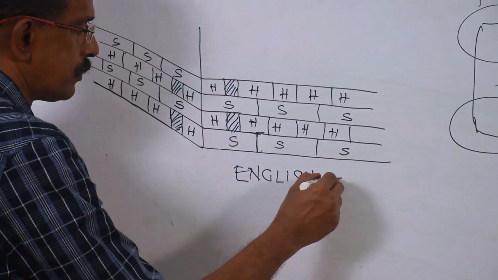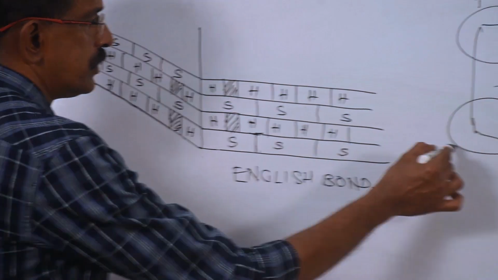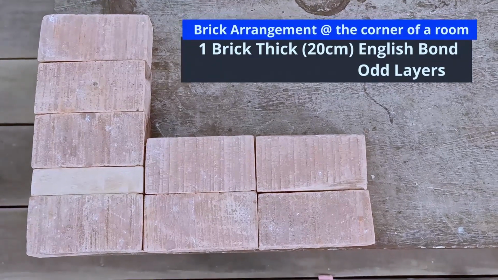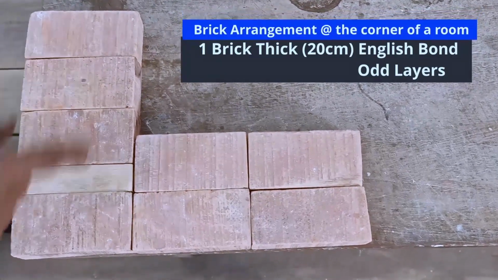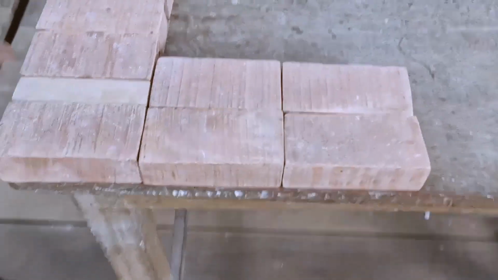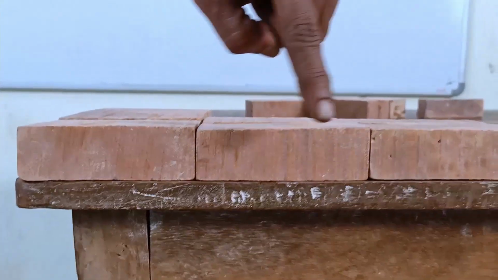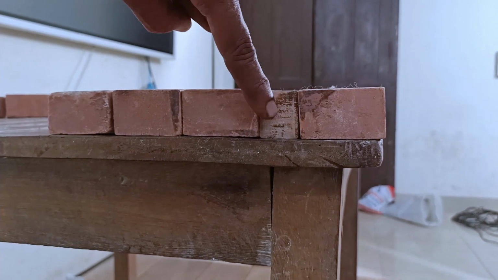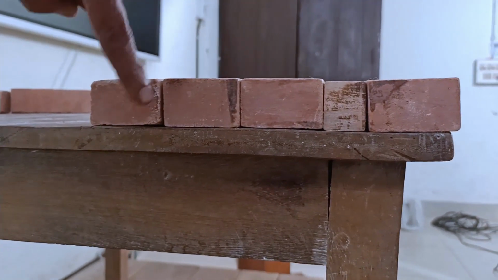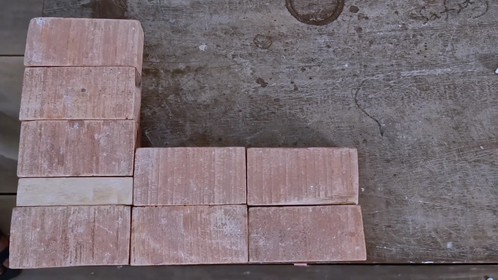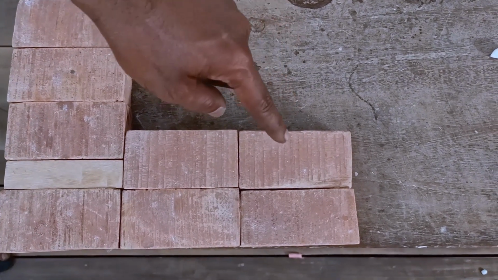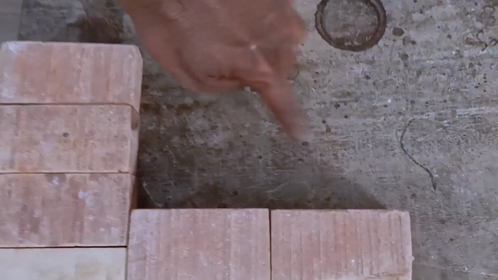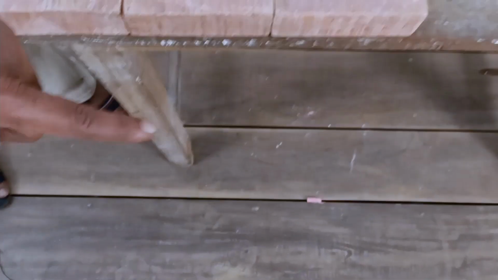English bond. Okay. Now I am drawing this corner. I will show how the bricks are arranged in this corner. So this is the arrangement made for English bond, one brick thick, for the corner of the wall. In the front side, you can see stretcher, stretcher, stretcher for the first layer. Side view, you can see header, then queen closer, header, header, header. Top view of the English bond one brick thick corner of the wall. One wall is constructed in this direction, another wall is constructed in this direction. This is inside the room and this is outside.